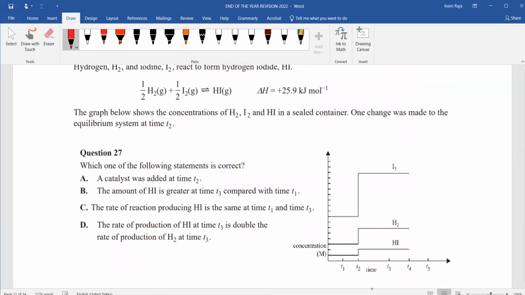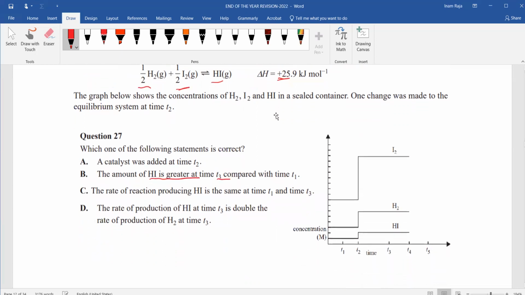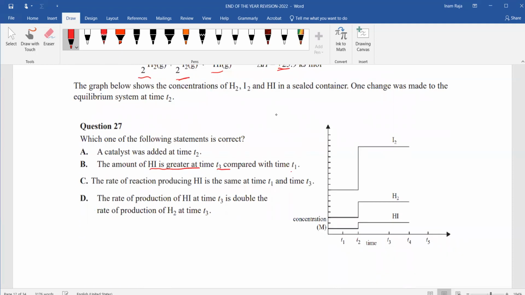All right. Let's look at this question. It is an endothermic reaction, and hydrogen gas and iodine gas are reacting to produce hydrogen iodide. Which one of the following statements is correct? A: a catalyst was added at time 2. Remember that a catalyst increases the rate of reaction. It's not changing the amount of reaction. B: the amount of HI is greater at time 3 compared with time T1.